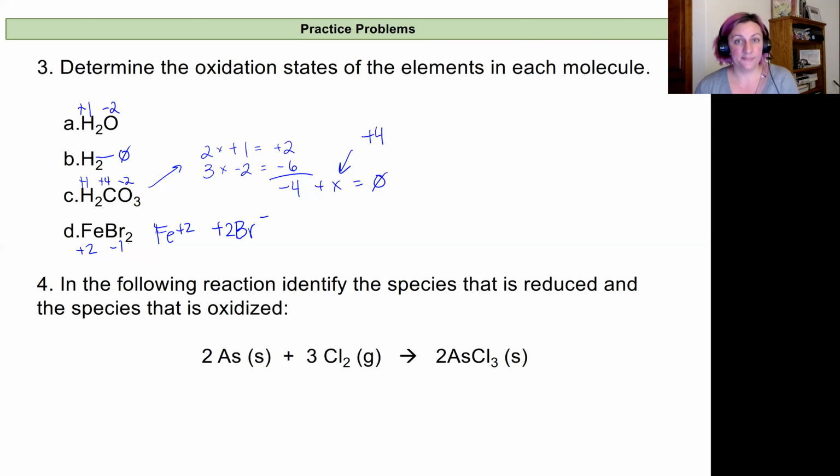All right, last one. Let's look at identifying which species is being reduced and which one is being oxidized.